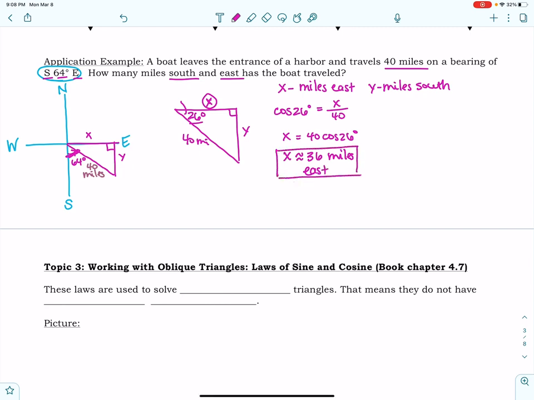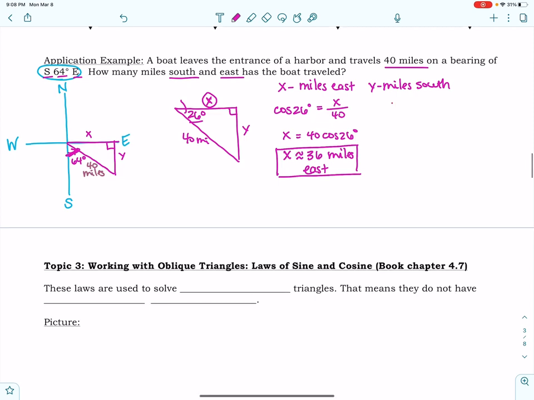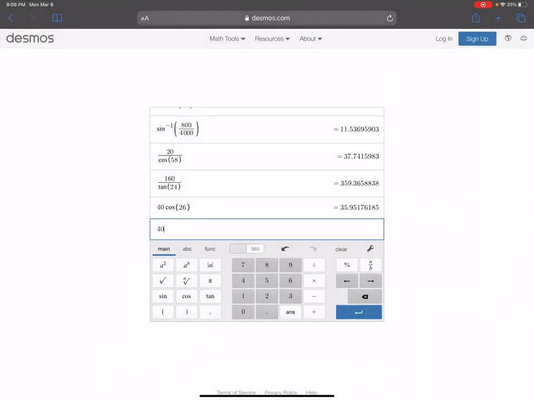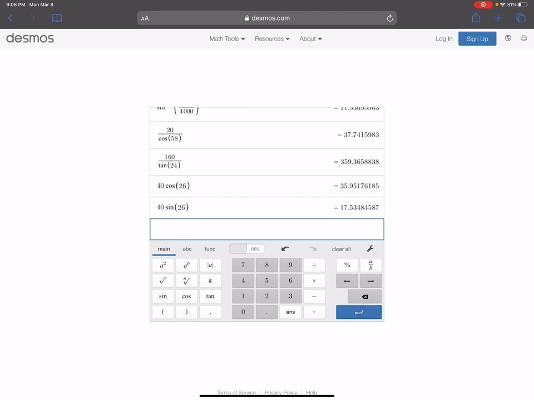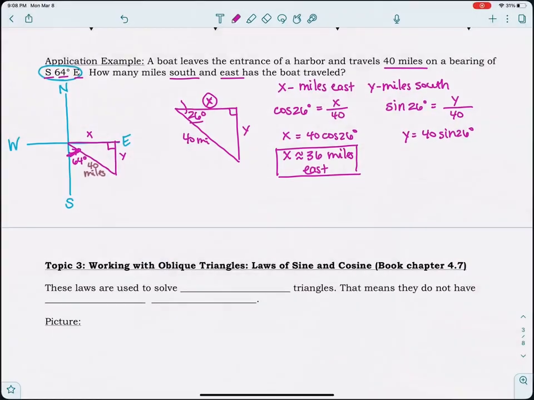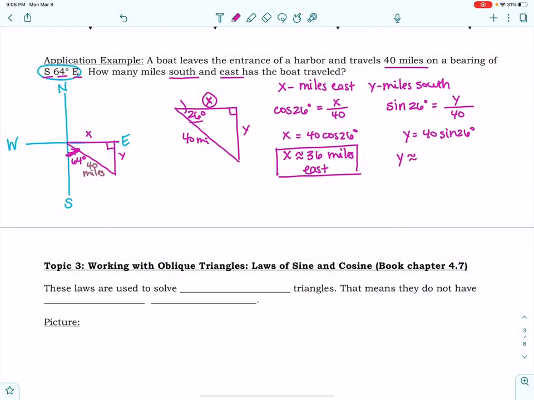And now we're going to find how many miles south with Y. I'm going to use the sine of 26 degrees, which equals opposite over hypotenuse. Cross multiply. Use Desmos. And I get 17.5 miles south. Easy peasy lemon squeezy.